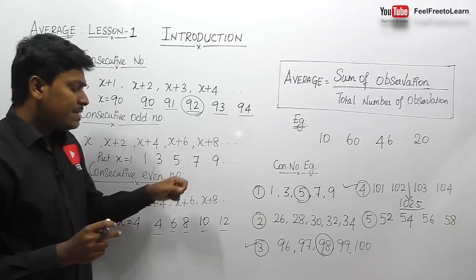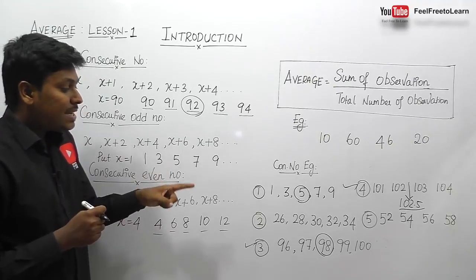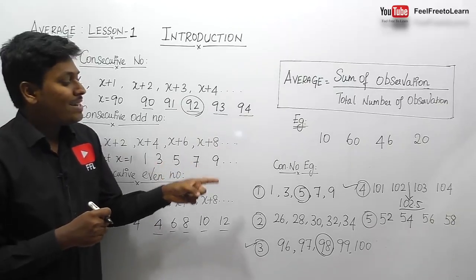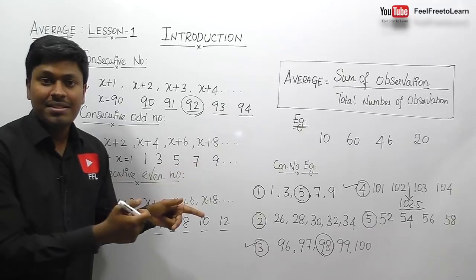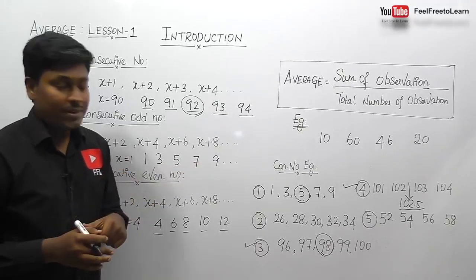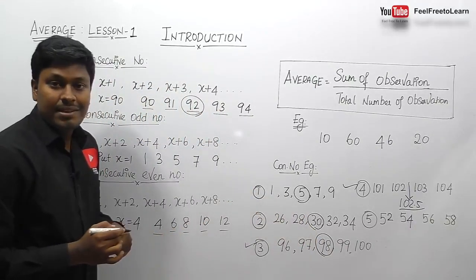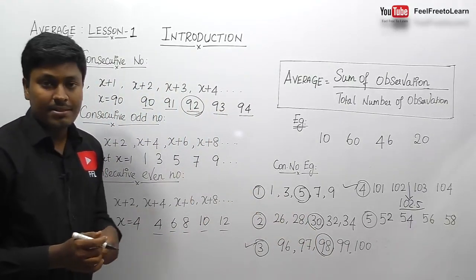Let me take example number 2: 26, 28, 30, 32 and 34. It is a series of consecutive even numbers, right? If it is consecutive, then we can surely say that the center number will be its average. So the answer for question number 2 is 30.